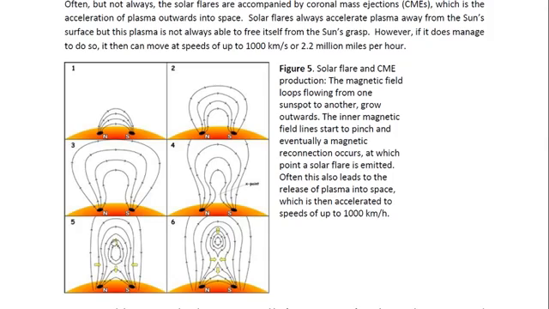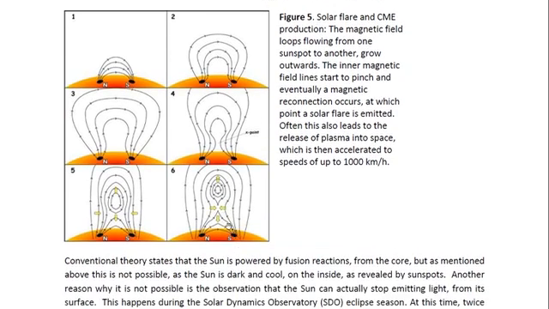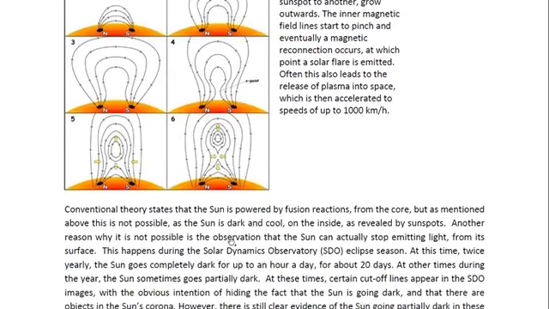So you see here that the magnetic field lines separated. So we now have these closed field lines here, and we have smaller looping field lines here. When this happens, huge amounts of energy are released in the form of solar flares. And it also leads to plasma being released into space at speeds of up to 1,000 kilometers per second.